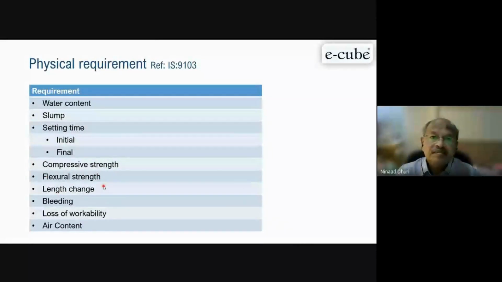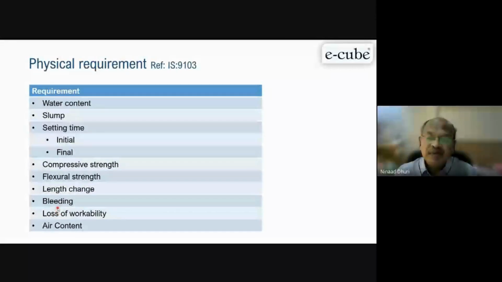Then length change. There is shrinkage. When the water is reduced, shrinkage may be less compared to the control concrete. So shrinkage will also have to be checked as length change. Bleeding. I think we have discussed bleeding in some part, but further, what is bleeding and how to trace it, we will discuss when we discuss the fresh properties of concrete. But this test is given in IS 9103. Find out what the bleeding in the concrete is.